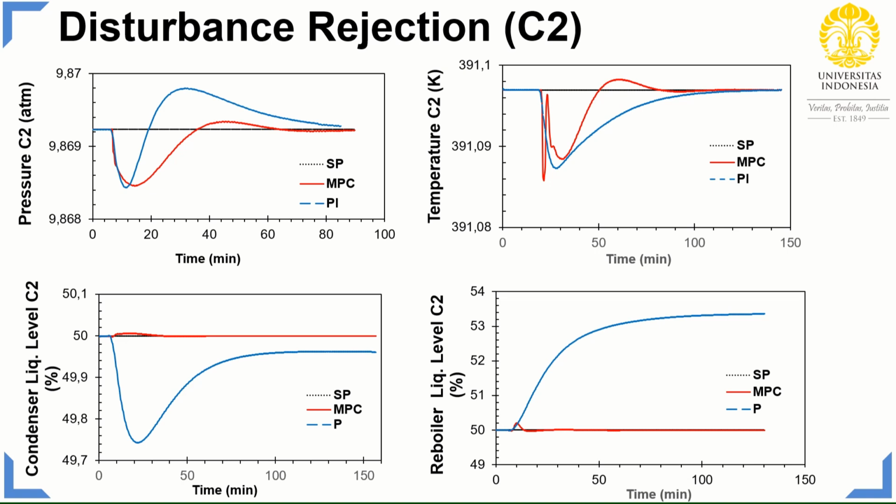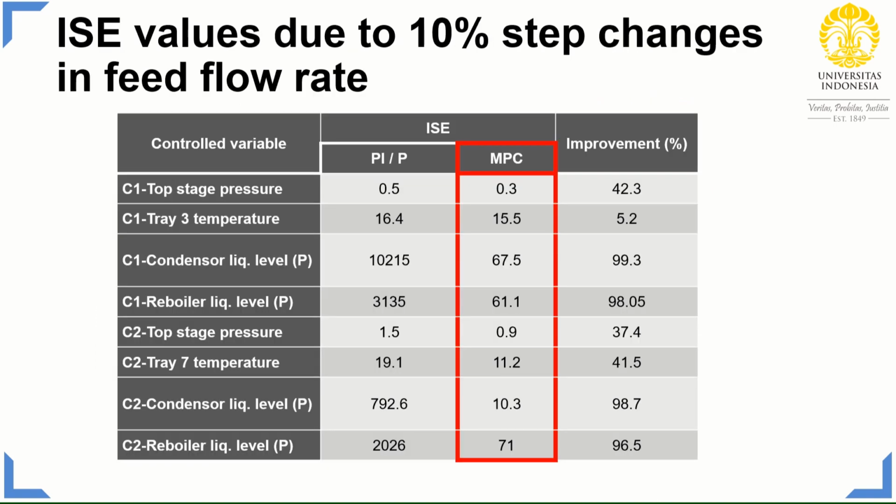To make sure which controller gives a better performance, we can look at this table. Based on this table, the performance of MPC is better than PI because it has a smaller ISE value.